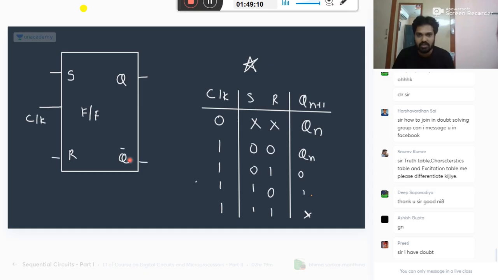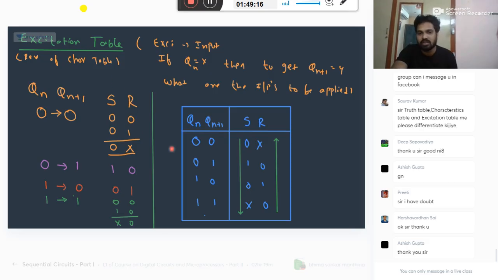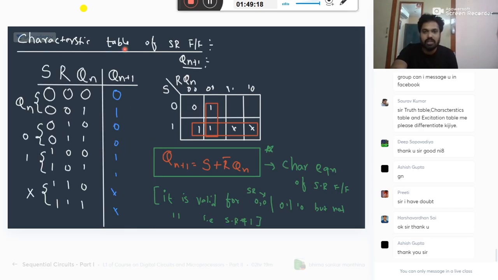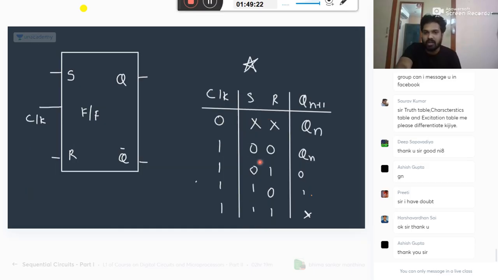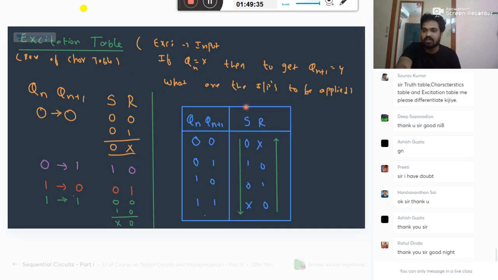First understand the meaning of the truth table, characteristic table, and excitation table, I mean, how they came about. Where we use them, we discussed in the counters. It will be helpful when you are making counters, flip-flop conversions, etc. Its application we will see maybe in tomorrow's or the day after tomorrow's class. For now, just understand what is the meaning of the truth table, characteristic table and excitation table. That is enough.